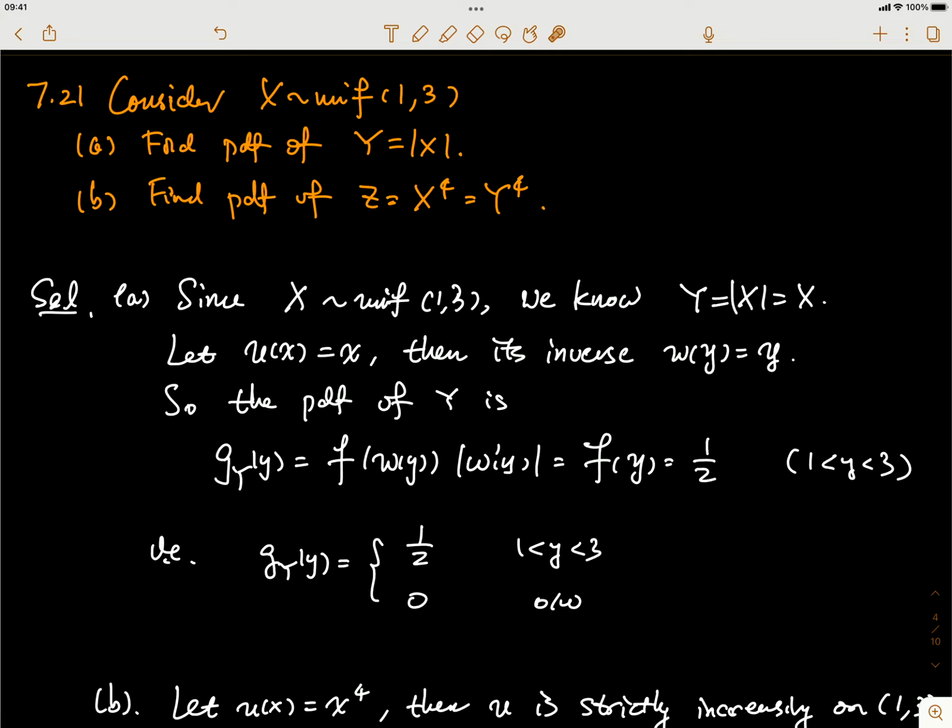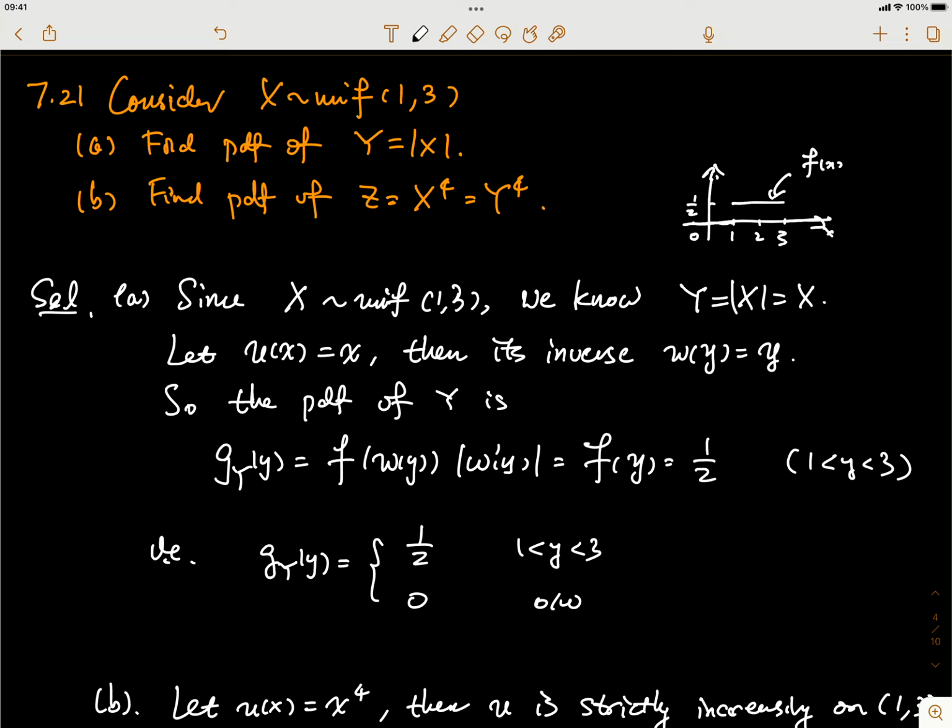The second question is to find the PDF of z, which is the fourth power of x. Okay, so let's first look at the first question. The x is uniform between 1 and 3, so we know that x can only take a value between 1 and 3. This is 1, 2, 3, 0, and this is the 1/2. So you take a constant positive value there, and 0 outside. This is the probability density function of x.